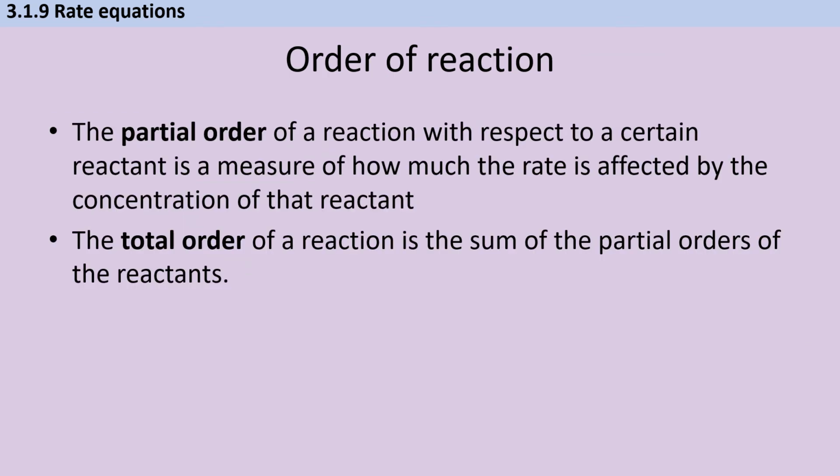So all that remains to be said is that once you've deduced the partial orders of each of the reactants for a reaction, then we can find the total order for that reaction by adding the partial orders together. So say if we have a reaction with 3 reactants and we're first order with respect to the first 2 and second order with respect to the third, then the total order for the reaction would be 1 + 1 + 2, so you'd have a 4th order reaction.